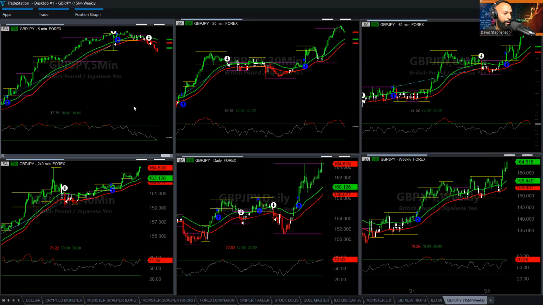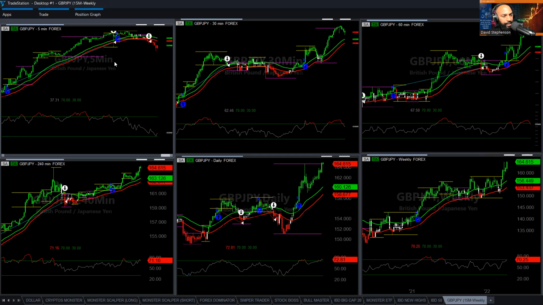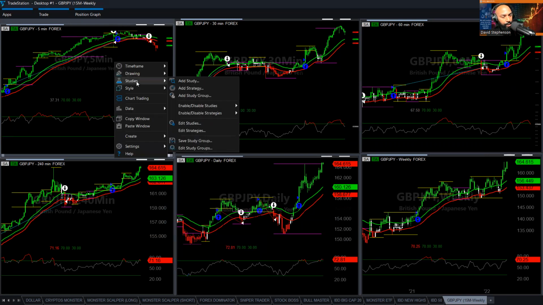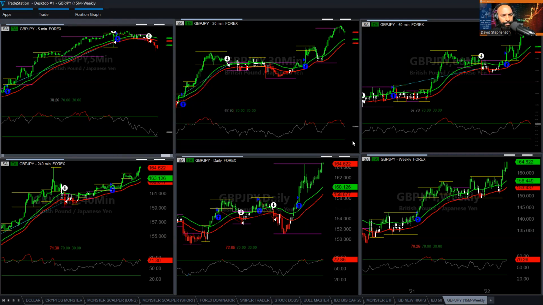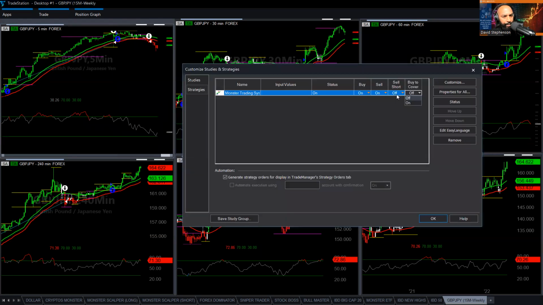All right, so the 5-minute right now is telling us that it's oversold. How can we use that information if the 5-minute time frame is telling us that we're oversold?